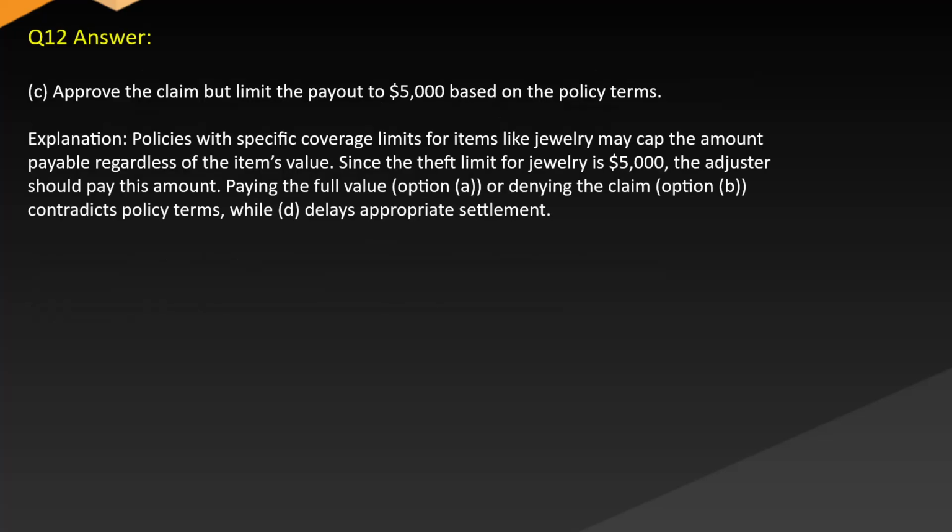Answer: C. Approve the claim but limit the payout to $5,000 based on the policy terms. Explanation: policies with specific coverage limits for items like jewelry may cap the amount payable regardless of the item's value. Since the theft limit for jewelry is $5,000, the adjuster should pay this amount. Paying the full value, option A, or denying the claim, option B, contradicts policy terms, while D delays appropriate settlement.